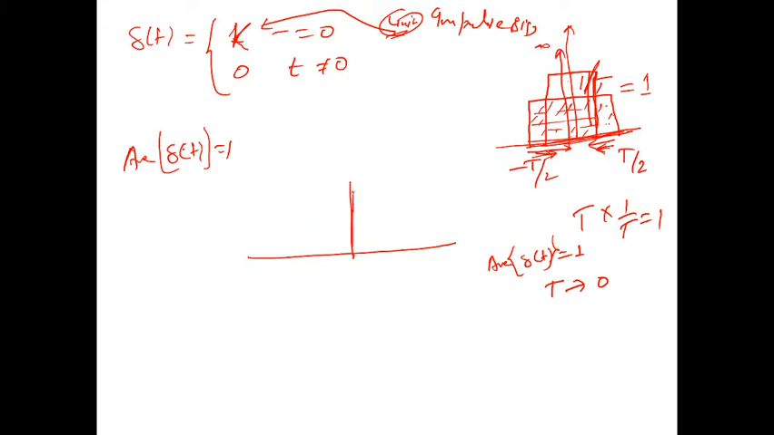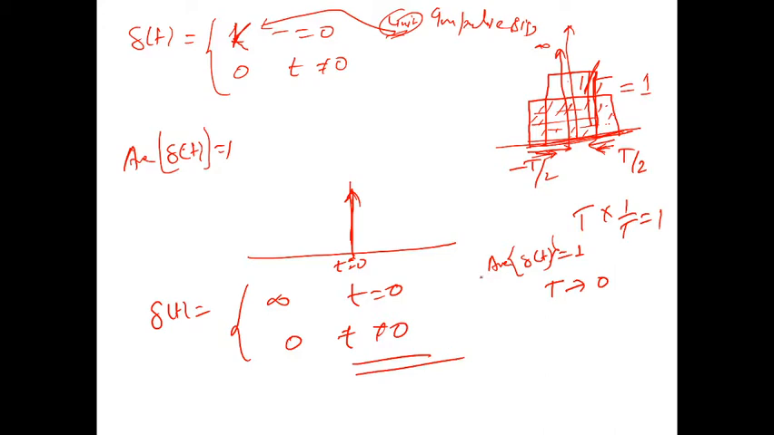So this is the case. At t equal to 0, the value is impulse. The infinite value, a very, very high value. Infinite value means very, very high value. So we can write here delta t is equal to infinity for t equal to 0, and 0 for t not equal to 0. So this is the ideal condition, and it was found from the gate function.